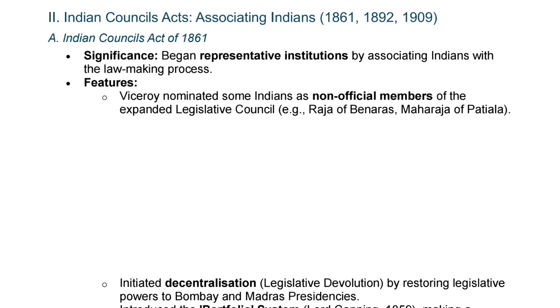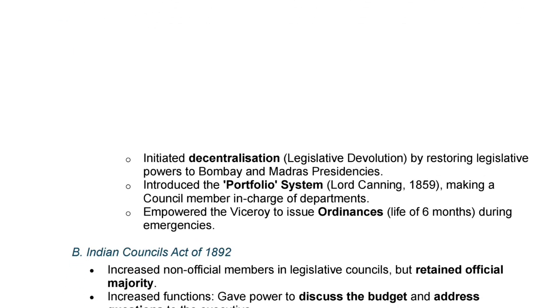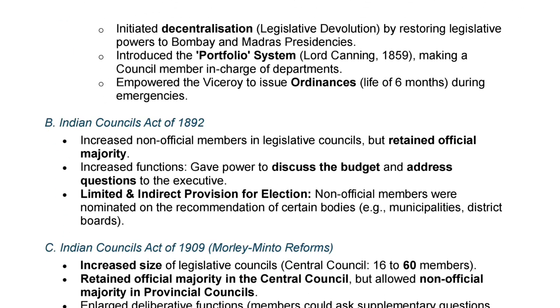Features, Viceroy nominated some Indians as non-official members of the expanded Legislative Council, example Raja of Benares, Maharaja of Patiala. Initiated decentralization, legislative devolution, by restoring legislative powers to Bombay and Madras presidencies.